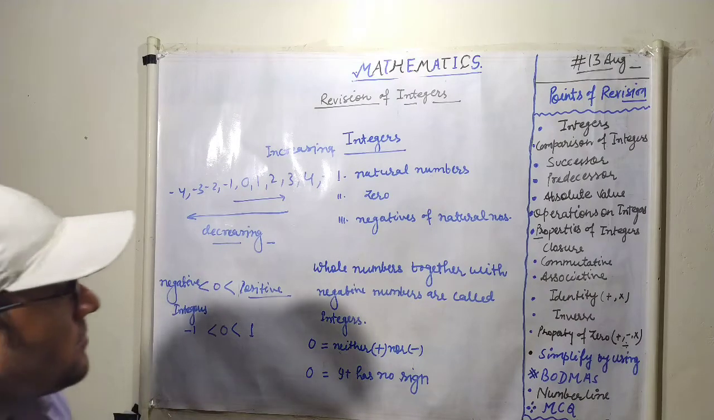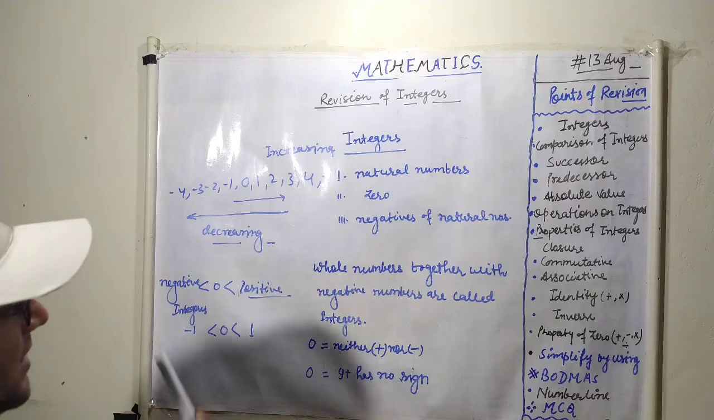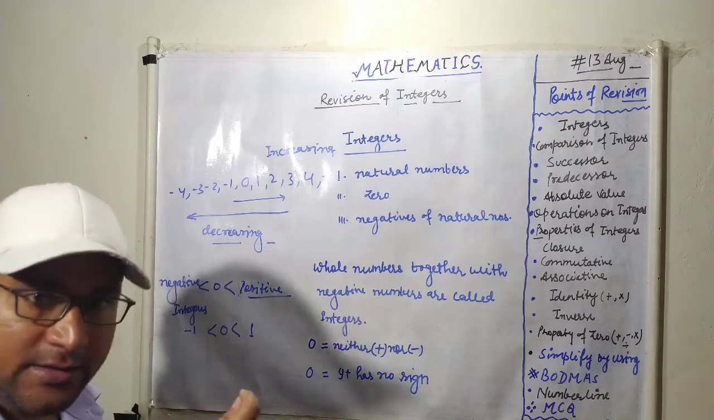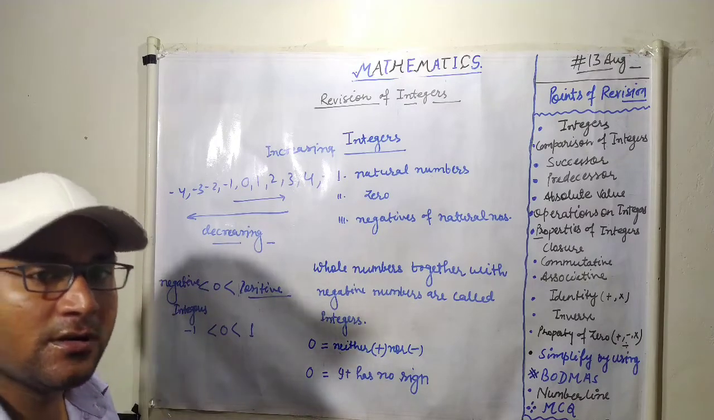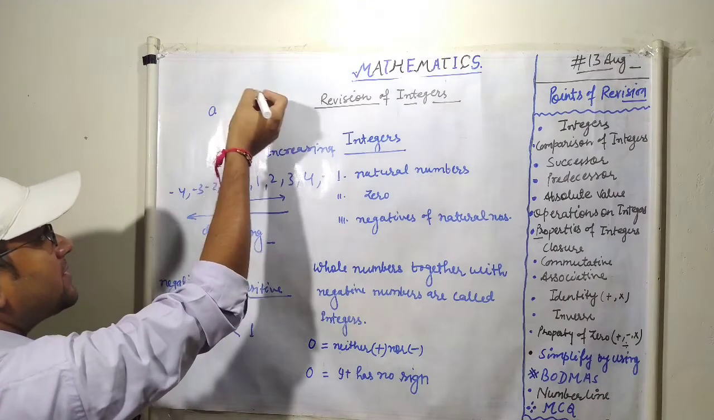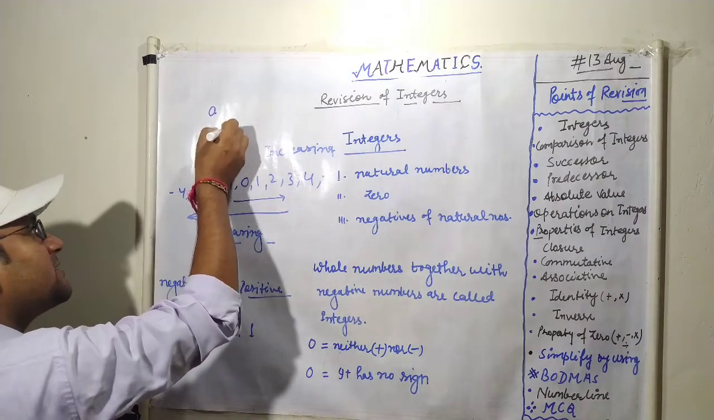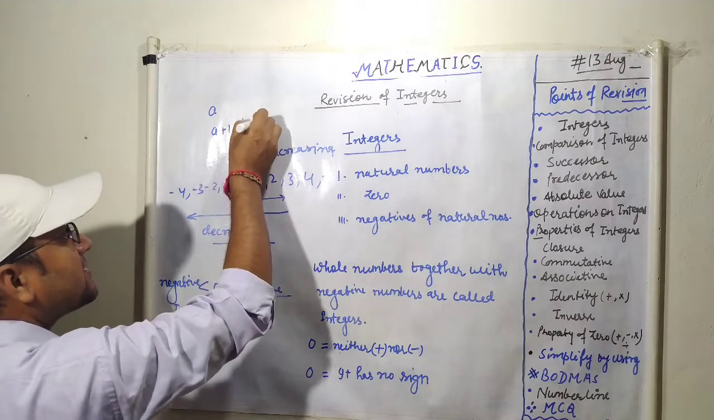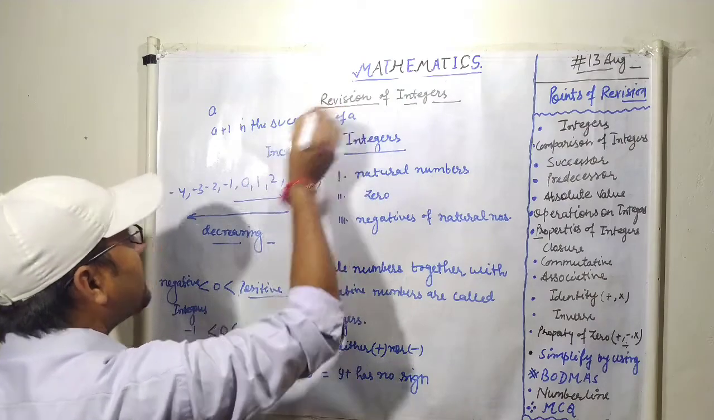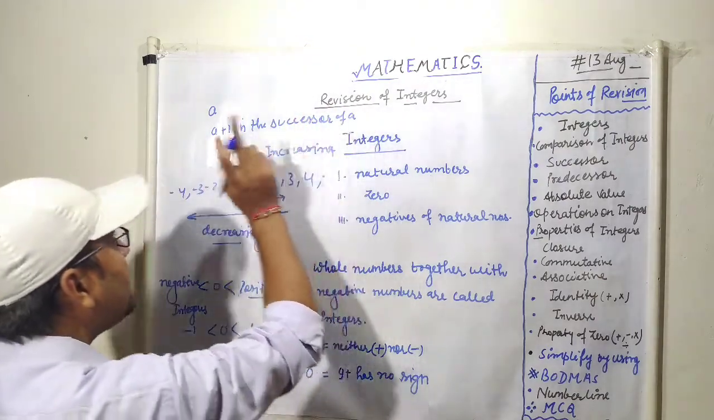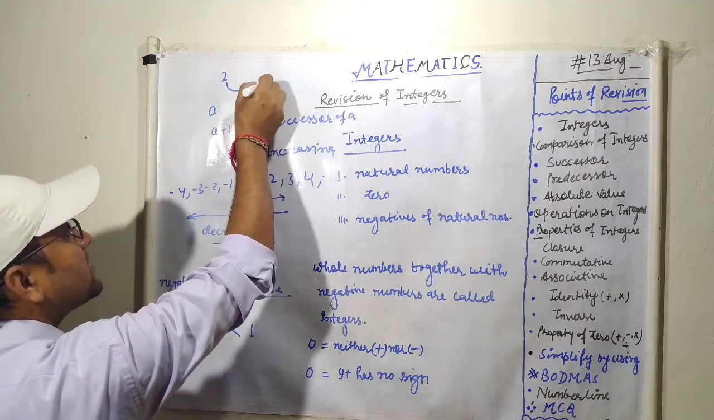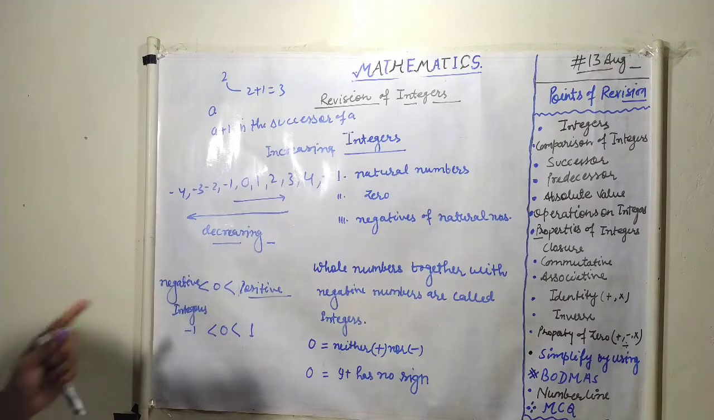Okay, now successor and predecessor. Successor means that for any integer, if you add 1 to it, you will get the successor of that integer. Suppose a is any integer, the successor of a is a plus 1. Suppose it is given 2, what is the successor of 2? 2 plus 1 is equal to 3. 3 is the successor of 2.